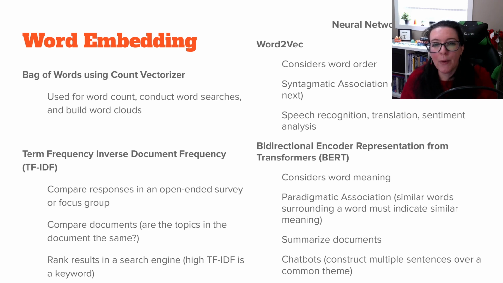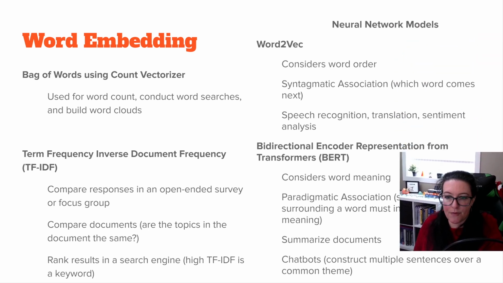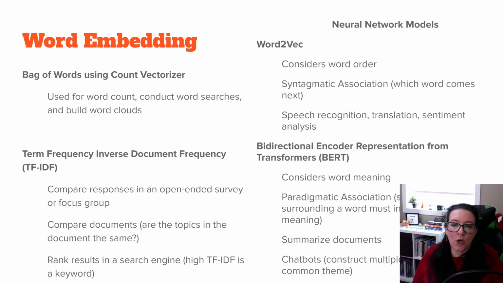With word2vec, what we have is syntagmatic association. Syntagmatic association, and I'll just move my head because I'm covering up that definition here, looks at which word comes next. So we're looking at syntax and how the words are ordered. This allows us then to use these embeddings for speech recognition, to translate. You speak one language, we can translate it into another, and we can do sentiment analysis because we're looking at how words are next to other words. That's going to help tell us whether you feel more positively or negatively.